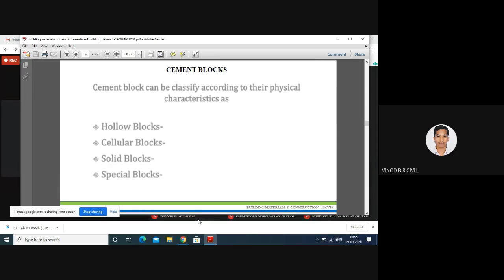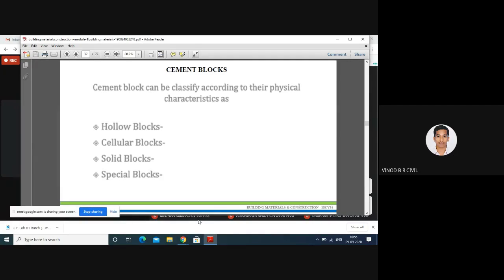Last class we discussed the procedure of manufacturing clay brick or red brick, the requirements of a good brick, and the field tests as well as laboratory tests we conduct on brick, along with the guidelines, requirements, and procedure to manufacture bricks. These are the things we discussed in the last class.